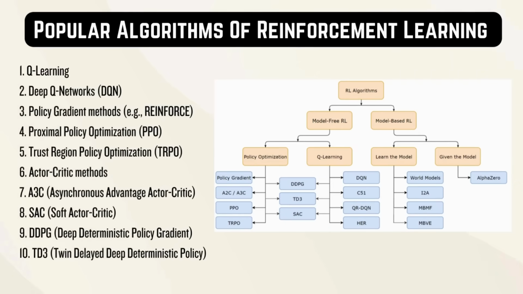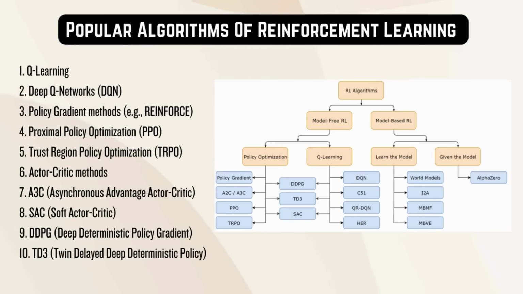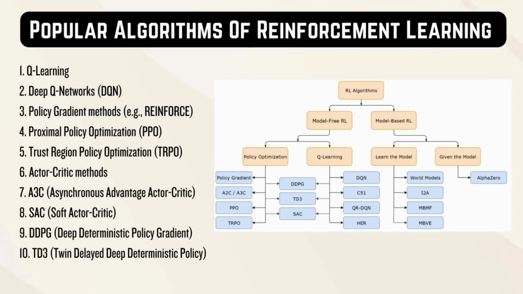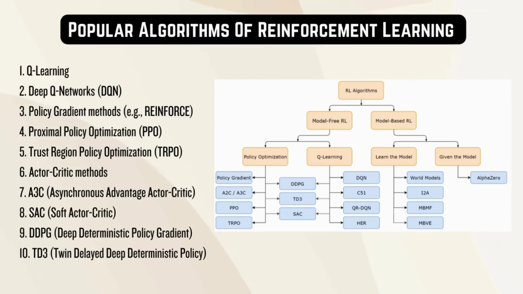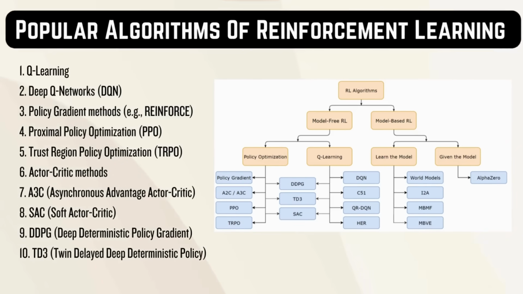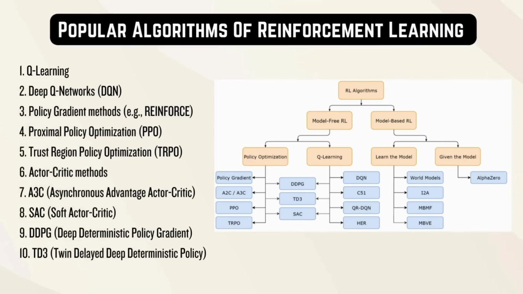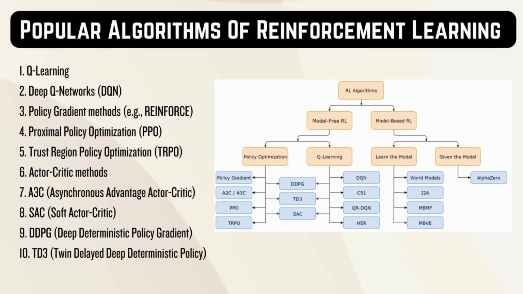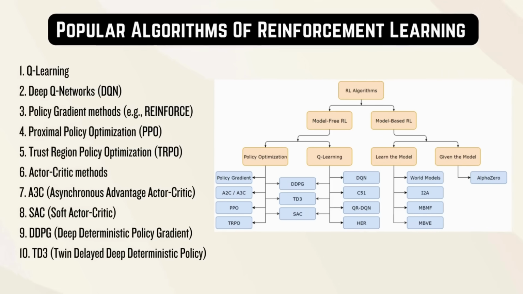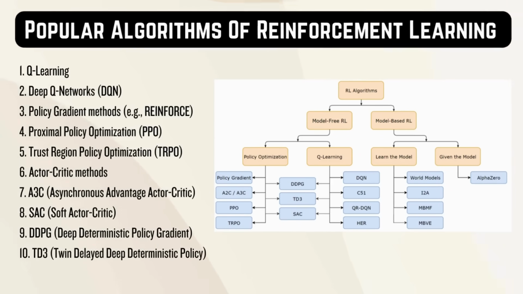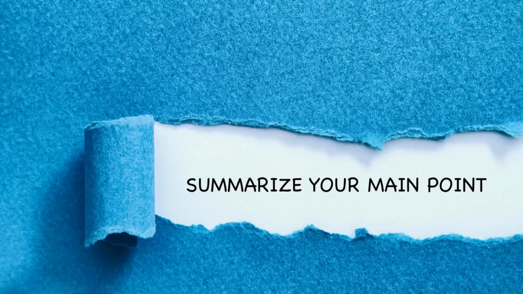1. Q-learning. 2. Deep Q networks, DQN. 3. Policy gradient methods, e.g., REINFORCE. 4. Proximal policy optimization, PPO. 5. Trust region policy optimization, TRPO. 6. Actor critic methods. 7. A3C, asynchronous advantage actor critic. 8. SAC, soft actor critic. 9. DDPG, deep deterministic policy gradient. 10. TD3, twin delayed deep deterministic policy gradient.